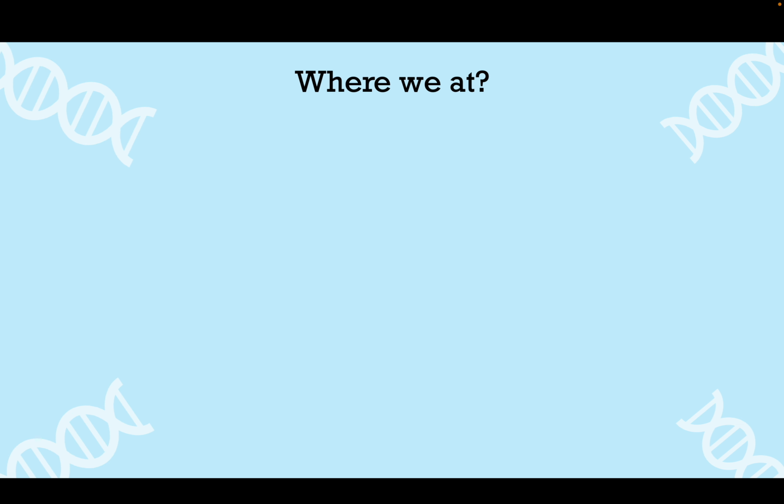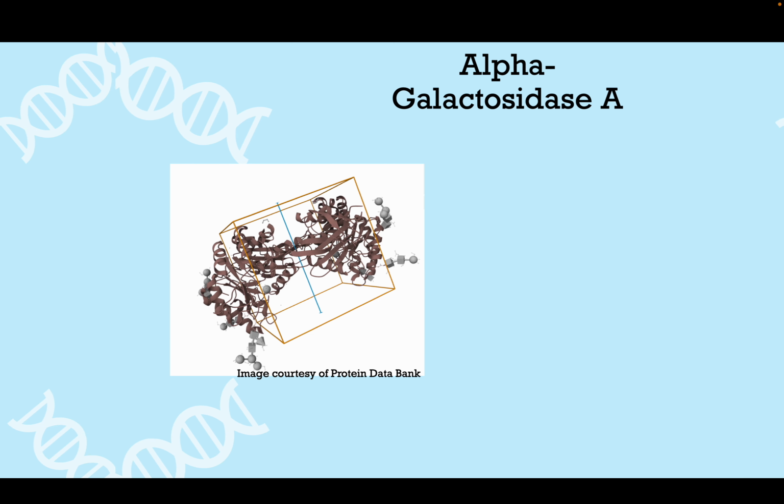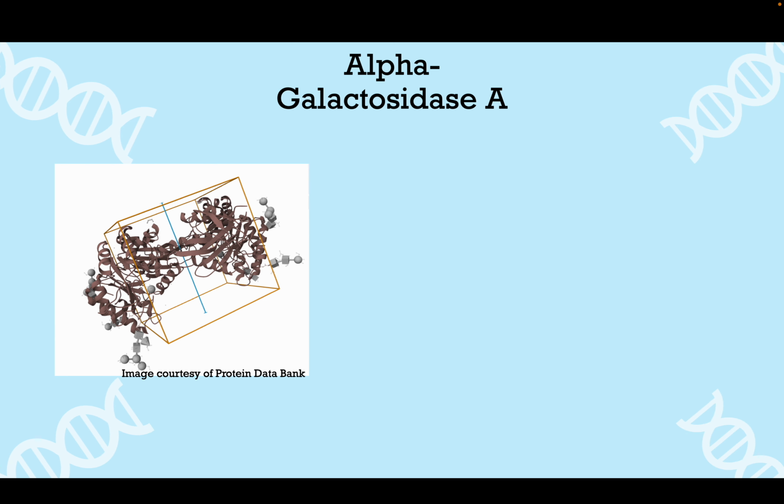Alright, let's check in on our progress in understanding Fabry disease. We know it's a Mendelian genetic disease that follows an X-linked inheritance, but we're still missing some key facts. So, it's time to address the protein in the room. Meet alpha-galactosidase A, better known as AGAL. Fabry disease is caused by the inactivation or deficiency of this enzyme.